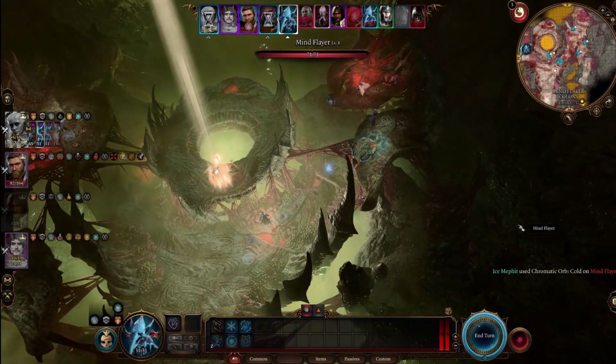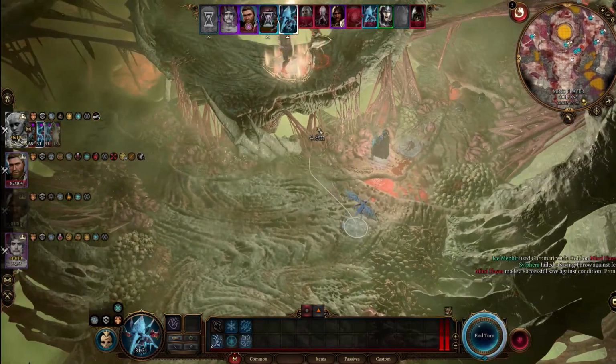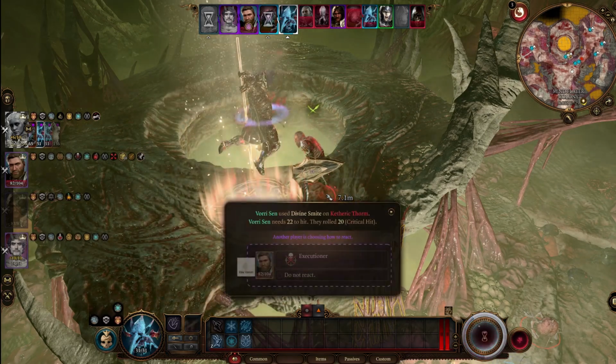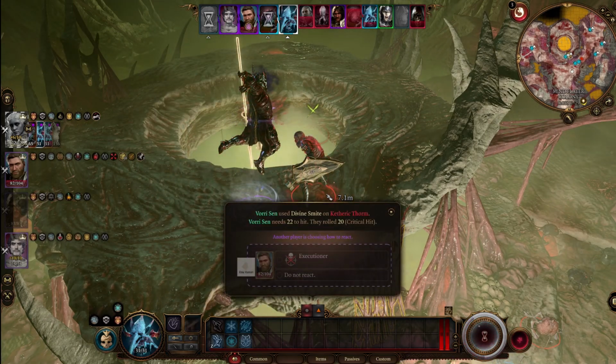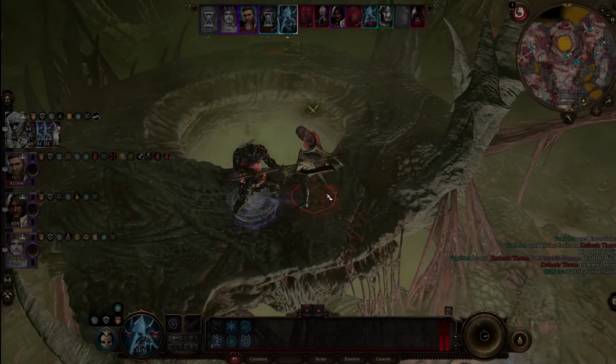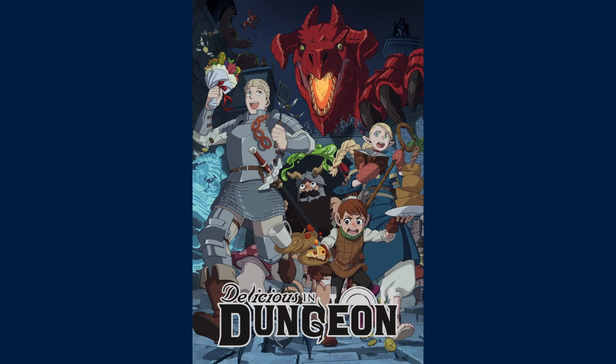If the rules of a world break their own logic, if something happens that doesn't fit the world's established truth, the illusion collapses. Or as Tolkien puts it, adding on to the same passage as before, the momentary disbelief arises, the spell is broken, the magic, or rather art, has failed. Mark J.P. Wolf, in Building Imaginary Worlds, describes fictional universes as systems that function independently and consistently with their own logic. This made me think about the anime Delicious in Dungeon.